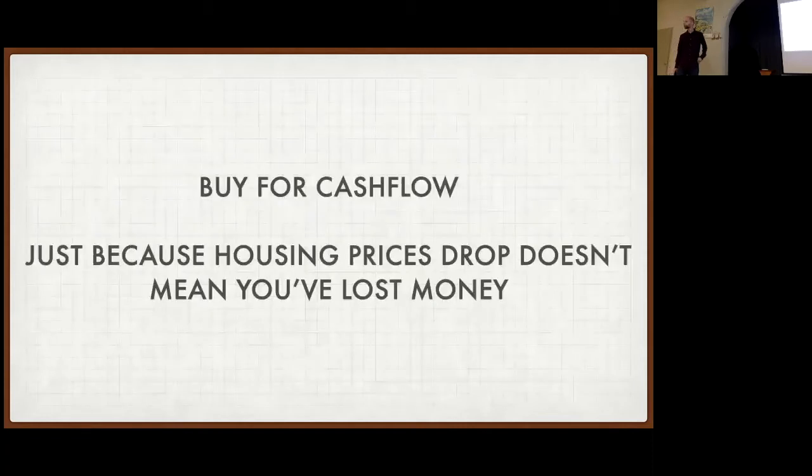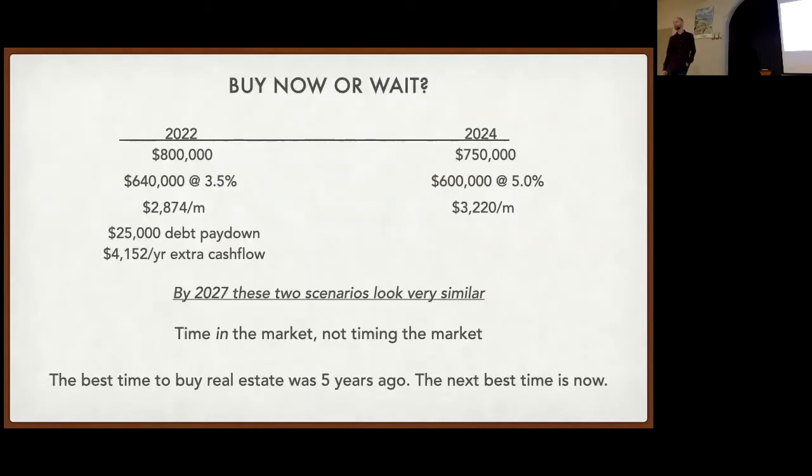Sorry, quick question on the second one. Was it a 30-year amortization as well? Yeah, that's based on a 30-year. So again, that's another variable. If you were to do a 25-year or a 20-year amortization, you would have actually paid down more debt, right?